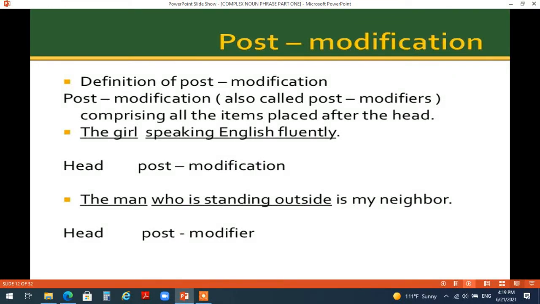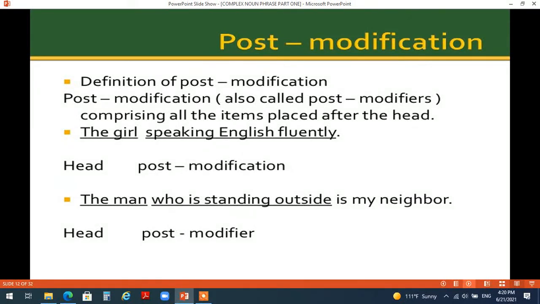Post-modification can also be defined in some other way. It comprises all the items placed after the head. إذن أي عناصر تأتي بعد الاسم وتعطي وصفا معينا لذلك الاسم أطلق عليها اسم post-modifiers.